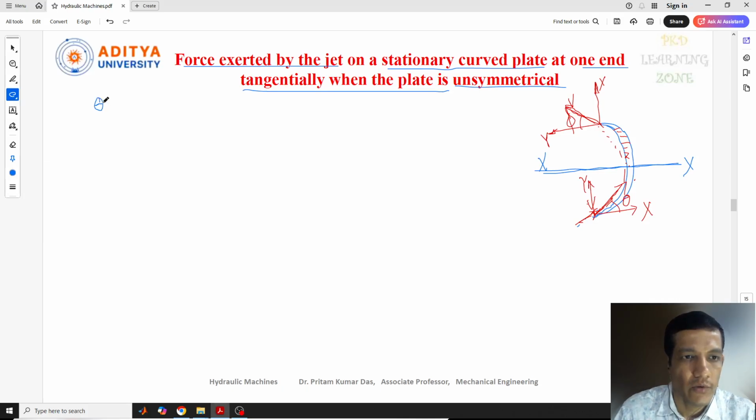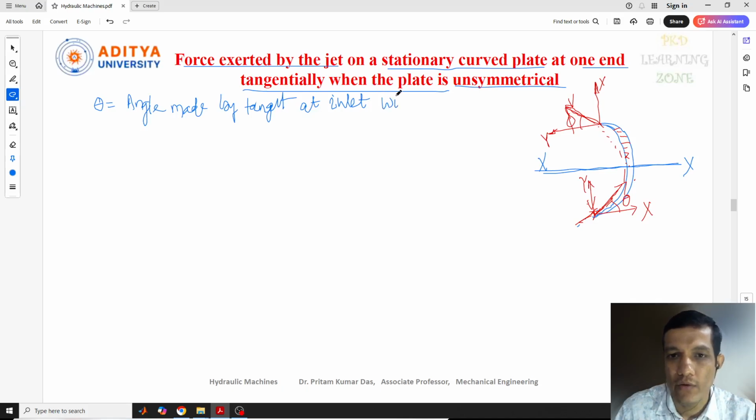Theta, previously I have written for the inlet and outlet condition. This is the angle made by the tangent at the inlet with respect to the x-axis. Similarly, the same thing we need to write, but the notation will be different, that is phi. So this is the angle made by the tangent of the fluid at the outlet, with respect to the same x-axis.